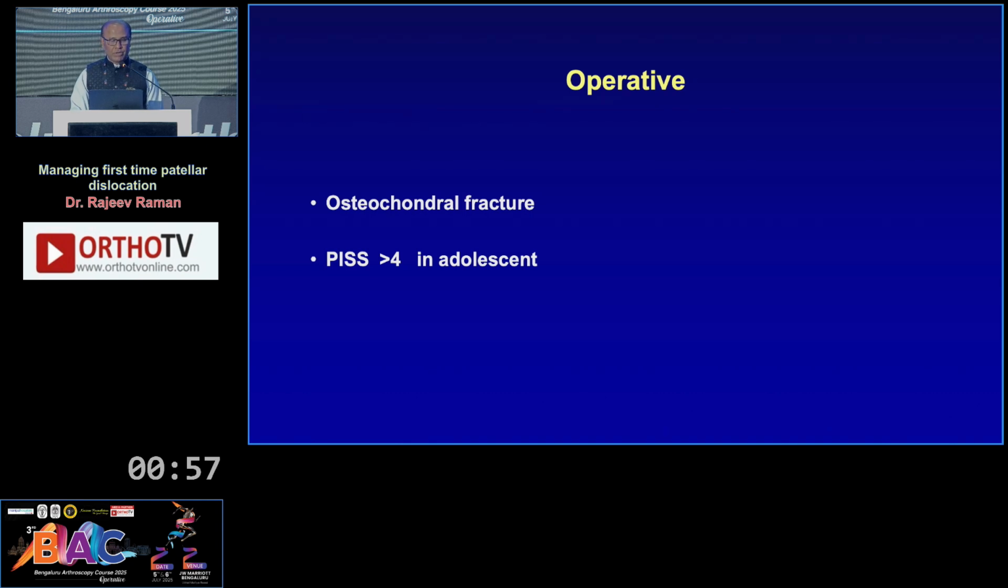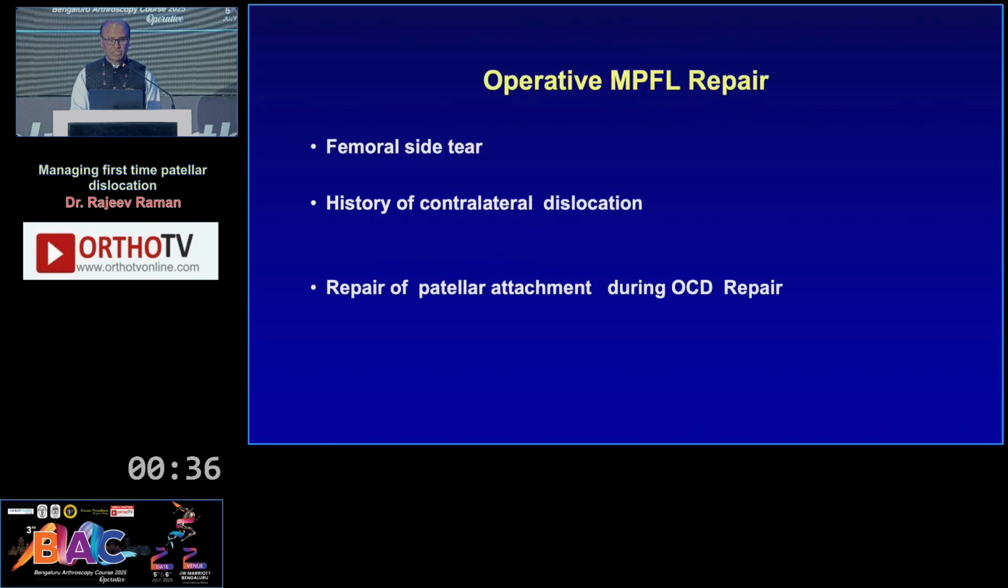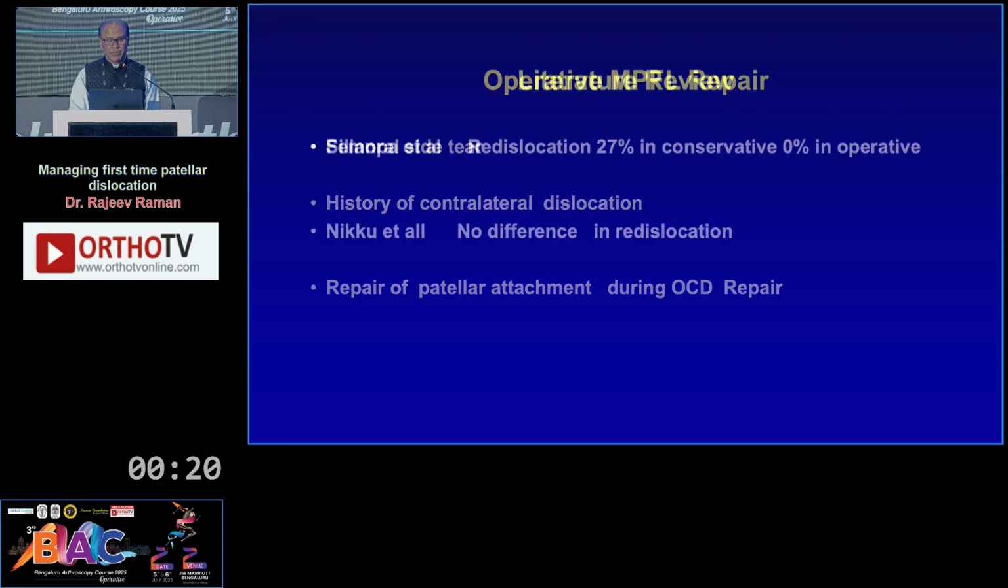Operative, yes. If you have an osteochondral fracture and its size is more than 1 centimeter square, you have to go for fixation. If there is some chondral bone there, try to either fix it or try to repair the cartilage. And if your patellar instability severity score is more than 4 in an adolescent patient, try to go for your medial side MPFL reconstruction also. So operative MPFL repair, yes, now it has come. If your patient is having a PISS of more than 4, adolescent patient, femoral side tear, history of contralateral dislocation, so you can repair it with your osteochondral fragment repair.